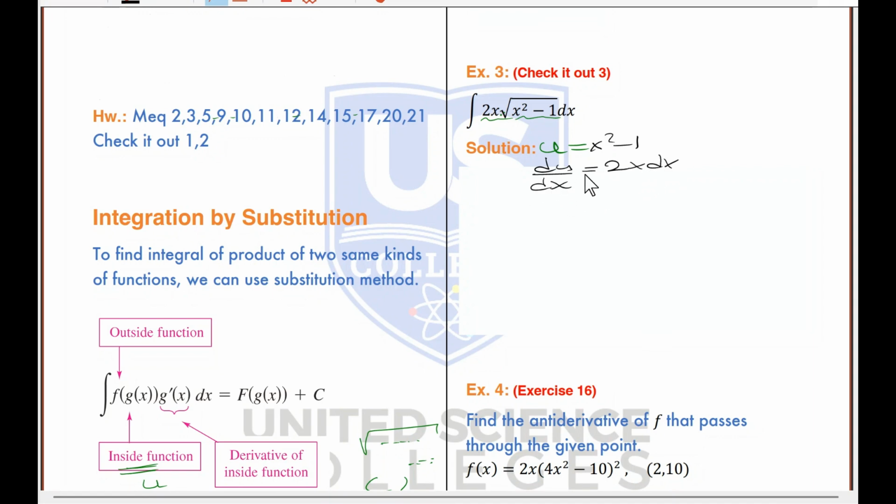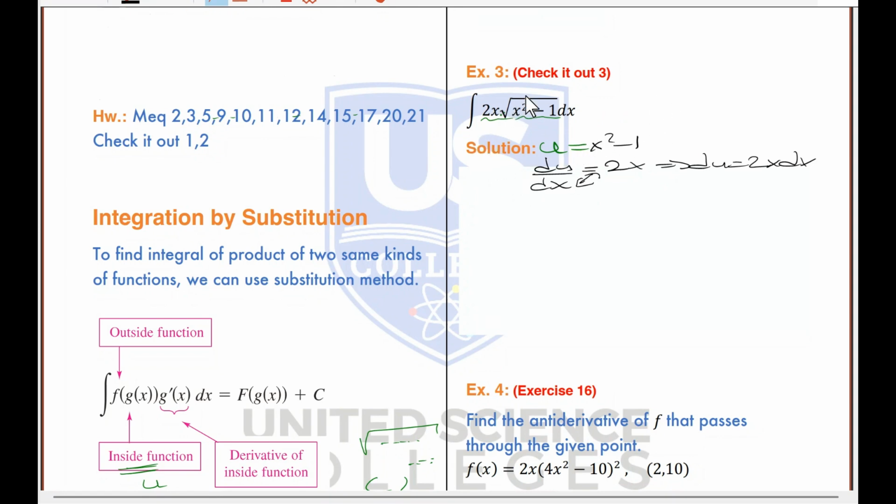In an integral, we use dx right beside the function, right? So let me cross multiply. Let's get du alone. So du will be 2x dx. So I have 2x dx sitting outside, x squared minus 1 sitting inside. So I'm going to write this integral in terms of u, no more x.